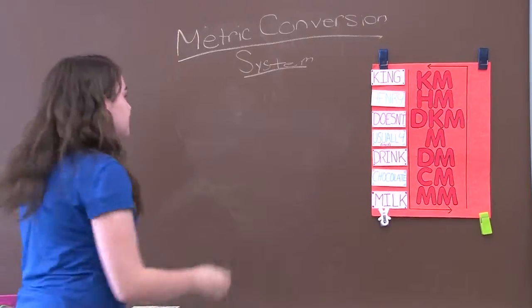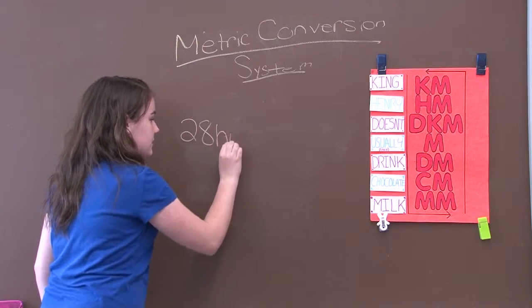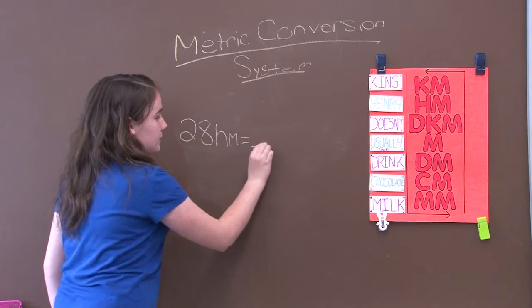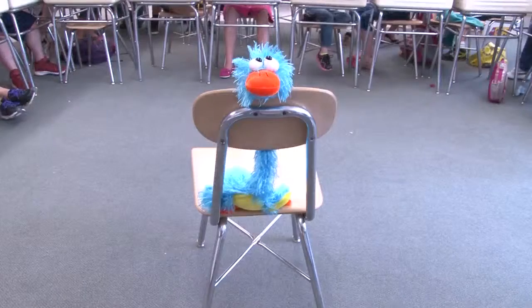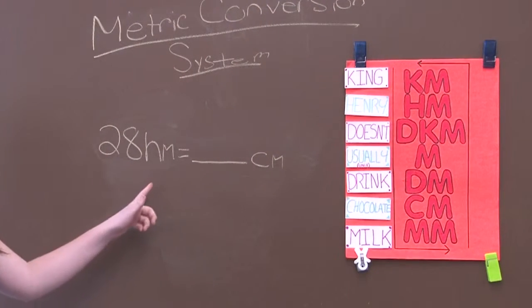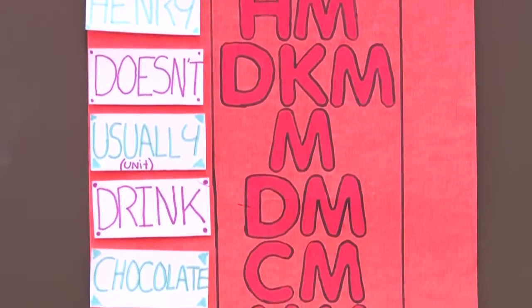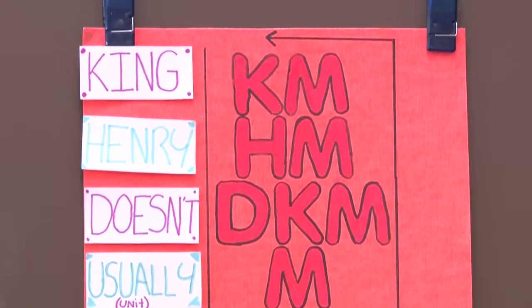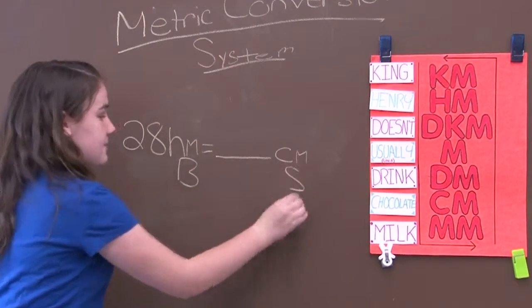For our last example, we will be doing 28 hectometers equals blank centimeters. First, we have to start with the big and the small. So we look on the chart to see which of the two units is bigger. Hectometers is higher on the chart, so it is greater than centimeters. So we put the B below hectometer and the S below centimeters.